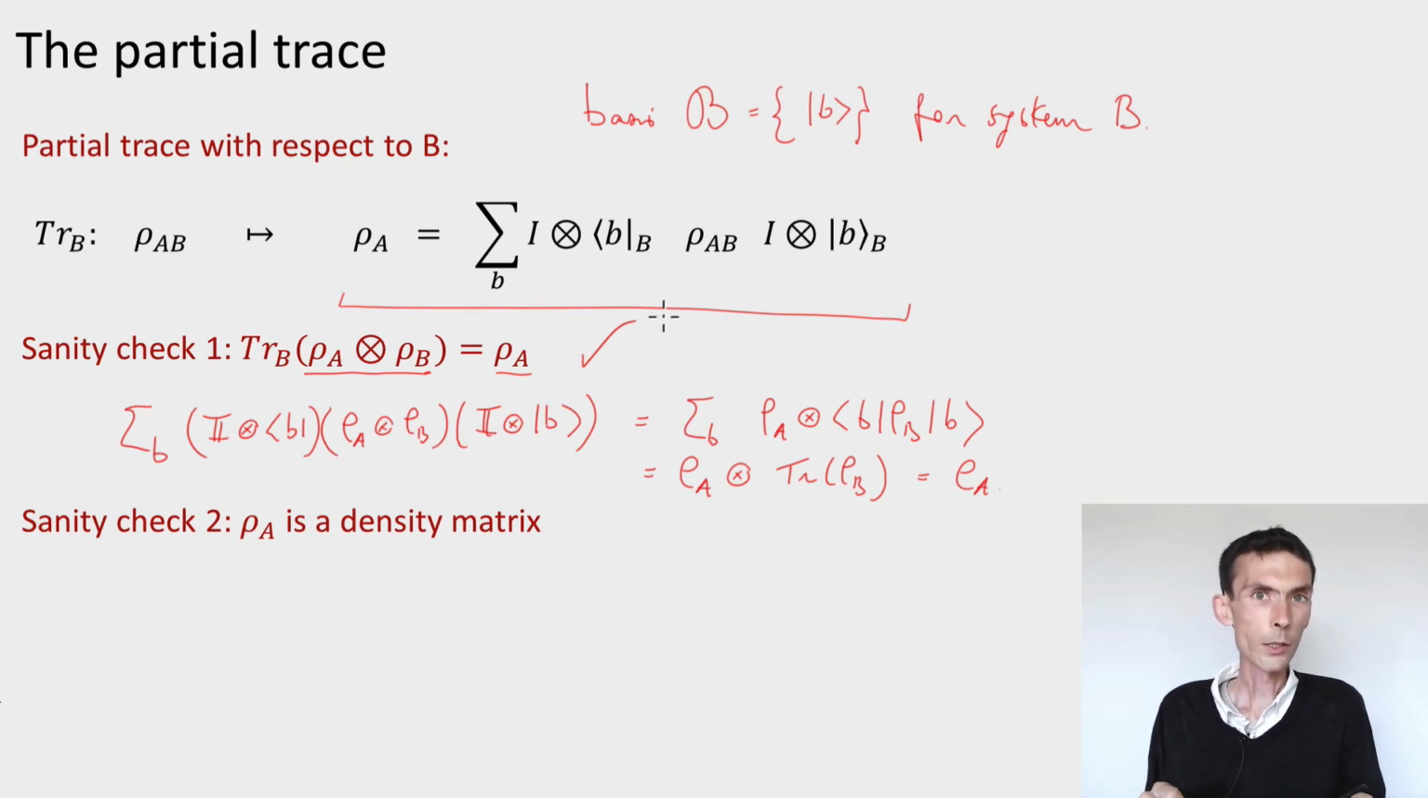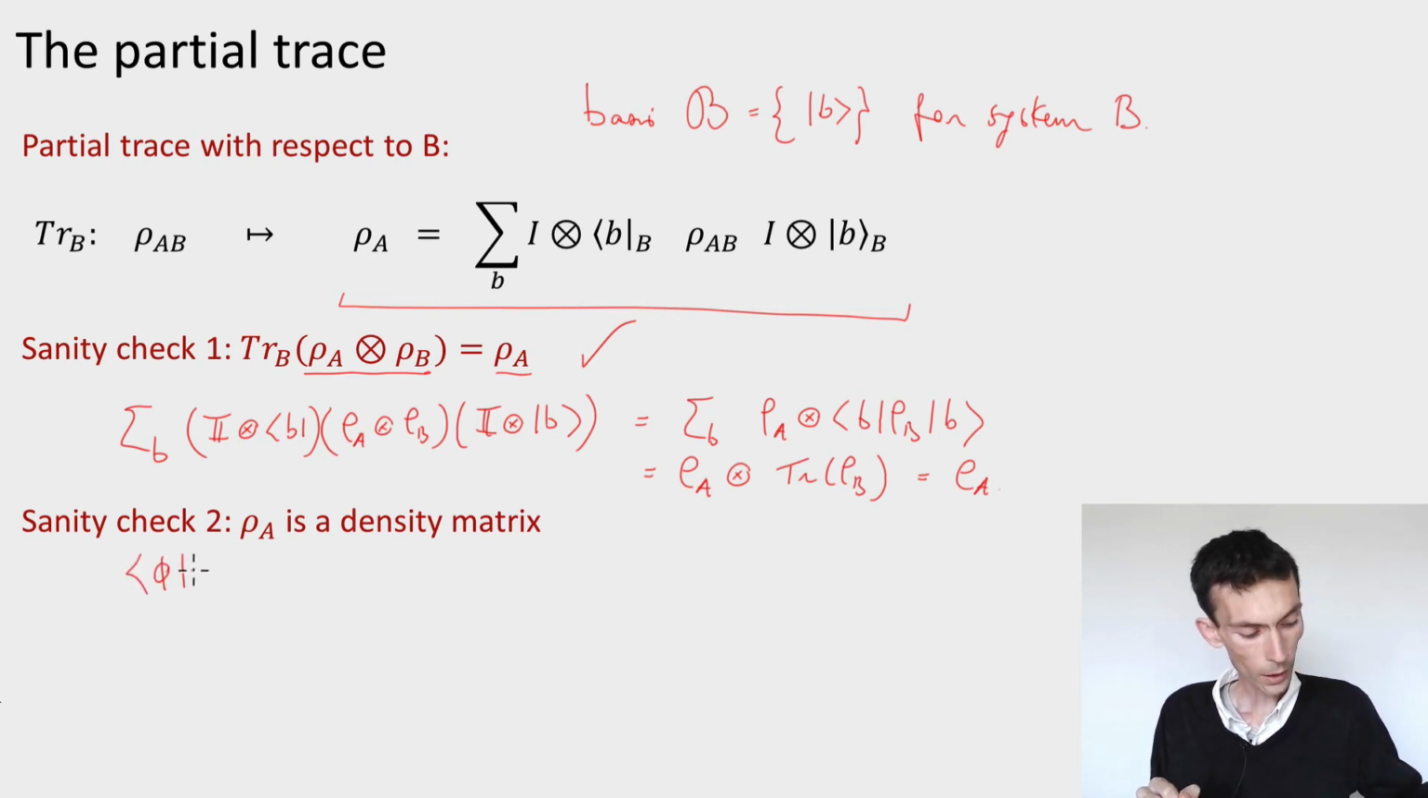So we should verify that it's positive semi-definite and has trace 1. One thing that's clear from the definition is that it's Hermitian. So in order to check that it's positive semi-definite, I only need to verify that its overlap with any pure state is positive. So let's check that. Let's take a pure state phi, compute the overlap phi on Rho A.